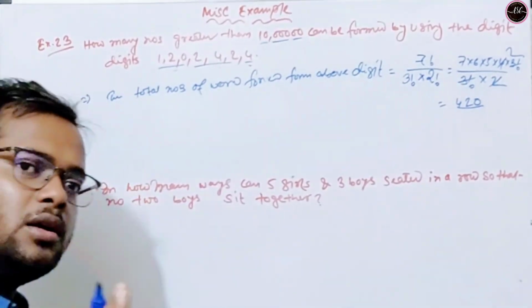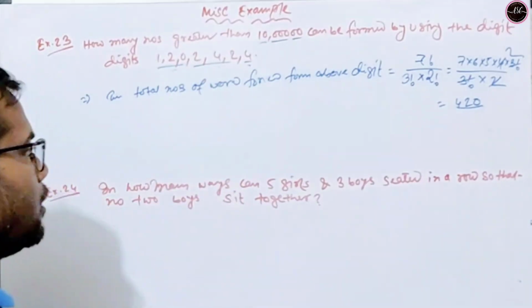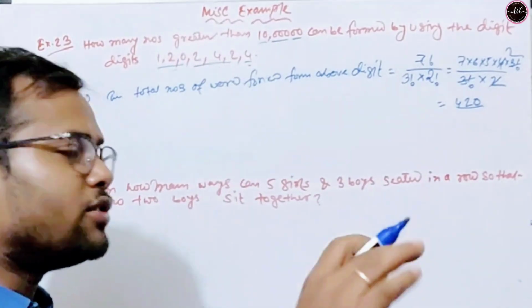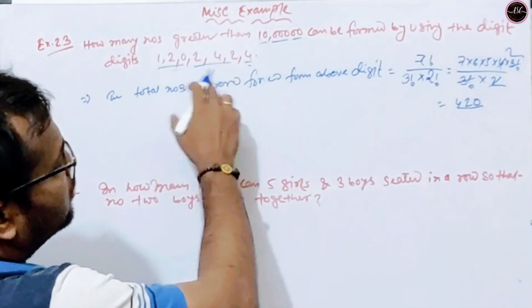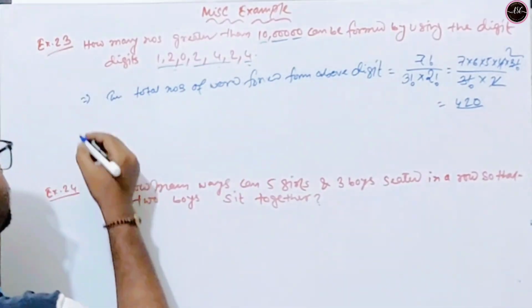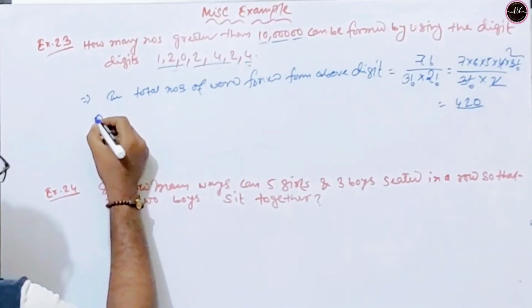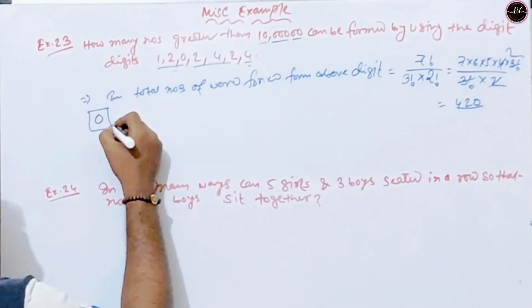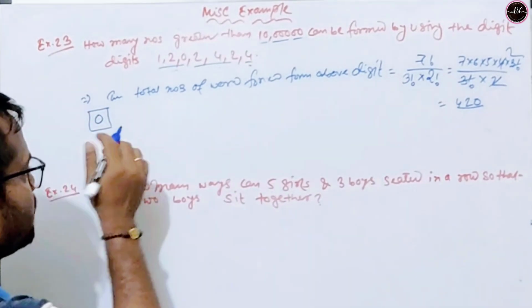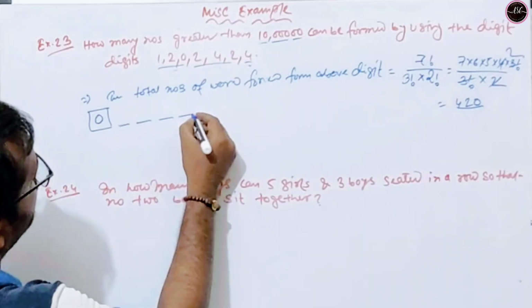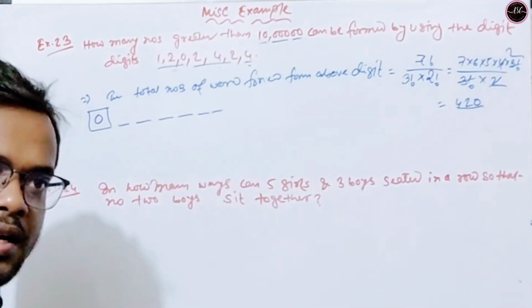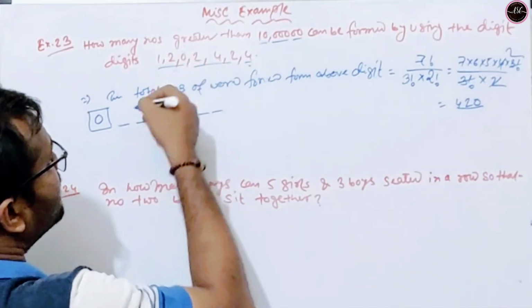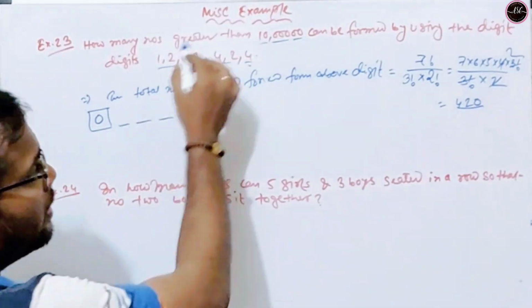Okay. Now these 420 numbers consist of numbers starting with 0, which are not valid. So we should subtract those numbers from this 420. Okay, so we now find the numbers starting with 0. If 0 is in the first position, then there should be 6 digits remaining here. So just cancel out this 0. So we have 6 digits.